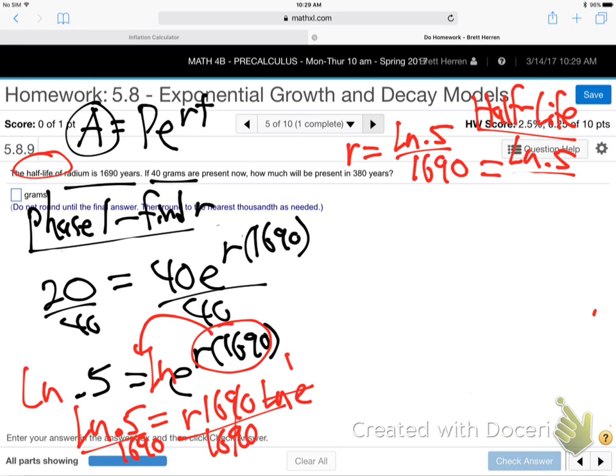Do you see what I'm saying? It'll always end up being the natural log of 0.5 over time. So if you want to just skip phase 1, when they tell you half-life 1690, you just go, oh, R is ln of 0.5 over 1690, which we end up finding anyway. So if you want to save some time, you can do that. Does that make sense?